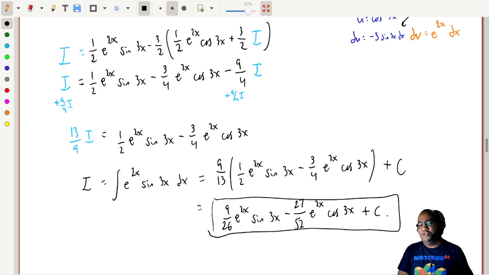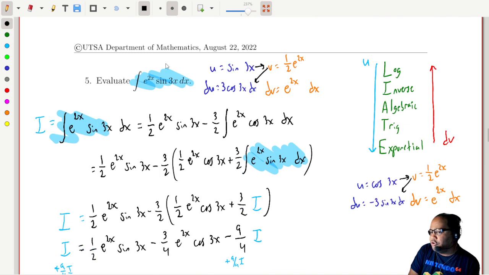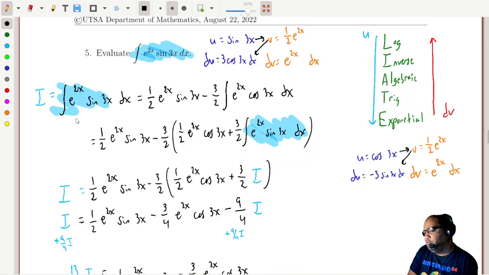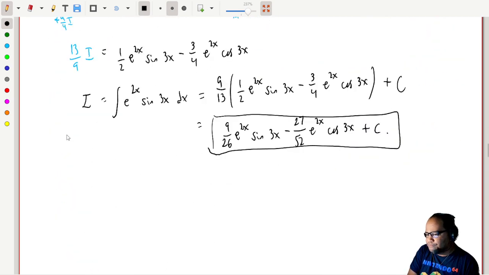So this demonstrates what you need to do if you're integrating, say, an exponential against a sine or a cosine. I encourage you to work out the similar looking integral where the sine here is replaced with a cosine. You'll get into a similar pattern where you're going to run into this cycle, this loop here. You have to solve for the unknown integral.